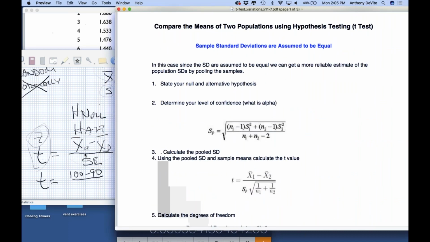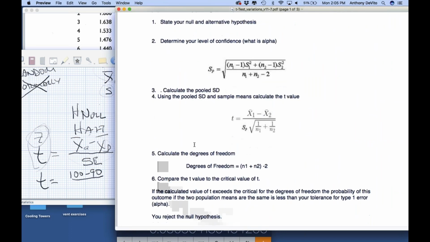notice that the top part, x bar A minus x bar B, is real simple. But now we have to find out what we're going to use for the standard error. Here's our formula, x bar 1 minus x bar 2, and here's our standard error on the bottom. You'll notice that there's another strange symbol, Sp, times the square root of 1 over n1 plus 1 over n2. Well, that's pretty obvious. That's the two sample sizes, right? But what's this Sp? This Sp is a pooled standard deviation, basically a weighted average of the two standard deviations.